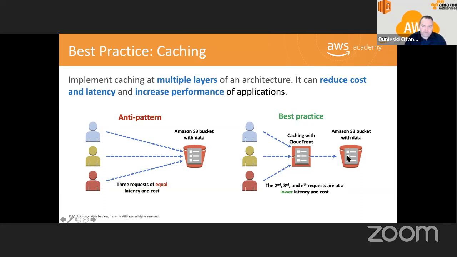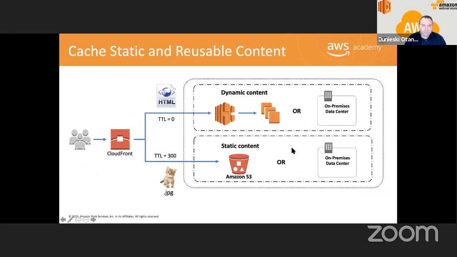So CloudFront retrieves information from Amazon S3, and then the information requested is going to be cached in an edge location, and then the customers, when they come back again, don't have to go all the way to Amazon S3. They can just get the information from here. So the second, third, and nth requests are at a lower latency and cost, right? Because you're getting it from the edge location. That's very important to remember.